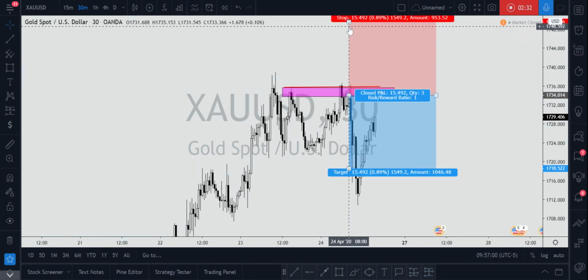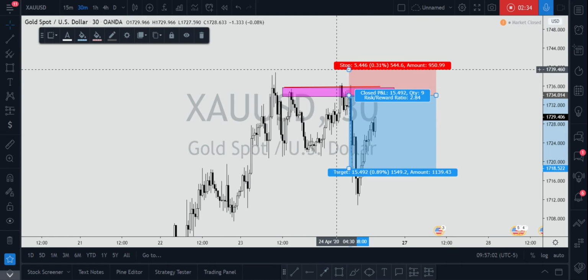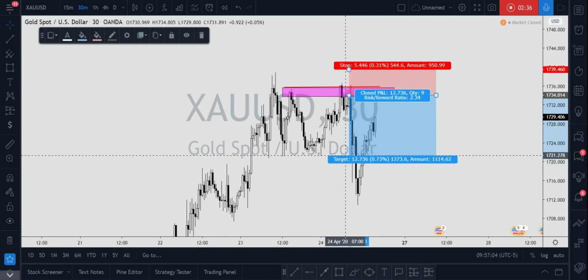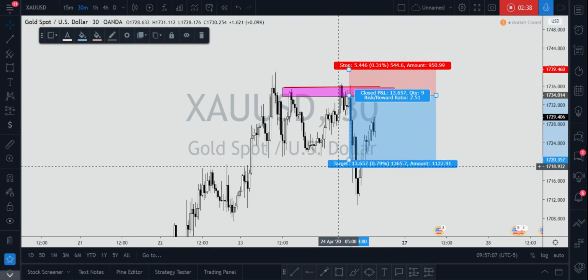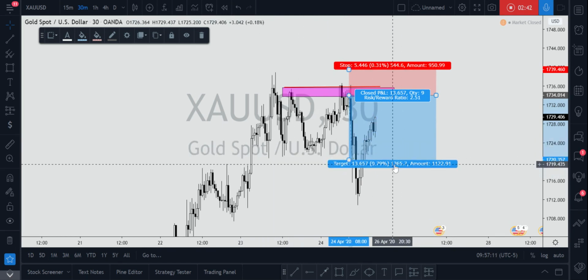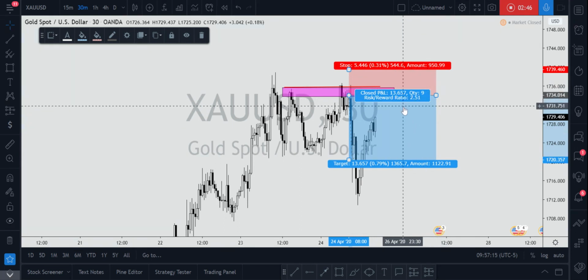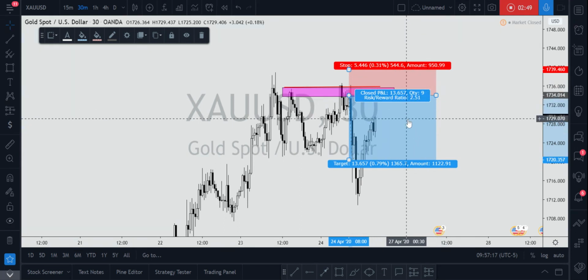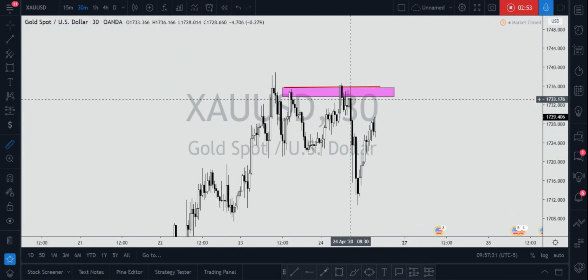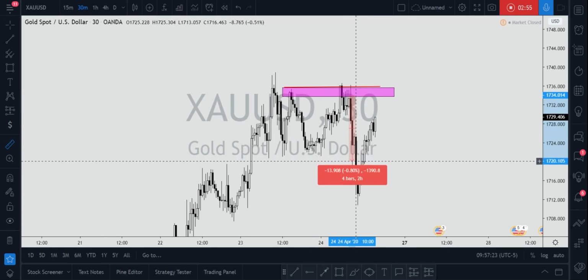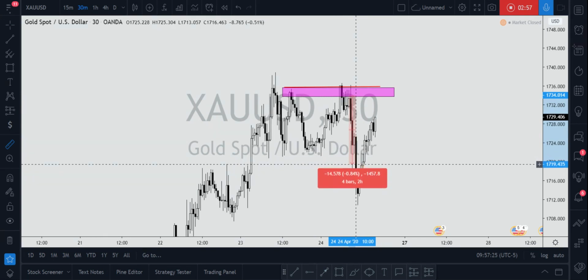Instead of a 100 pip stop loss, you can go into something like a 54 pip stop loss, and your take profit could have been around below these lows because you know they're about to get swept, and your take profit is 136. Your risk to reward ratio is 2.5. That's still a great risk to reward ratio, but the time that it took for this market to move was definitely a lot quicker because this move took only about 2 hours.